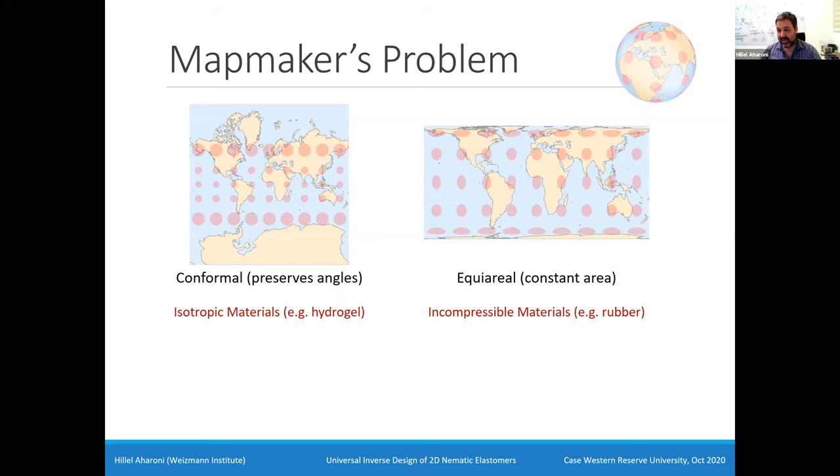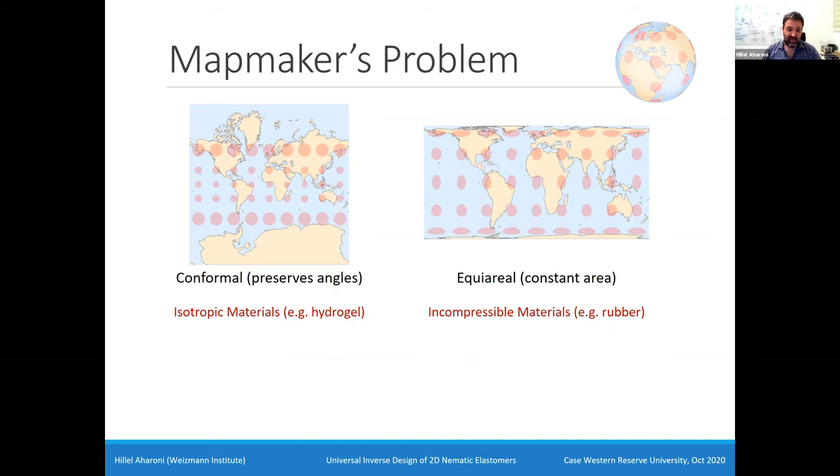Okay. Similarly, if you had a different material that can do different things, for example, it conserves volume like rubbers or elastomers, but you are able to control the eccentricity or the direction in which it deforms, then you are able to take an equiareal map and use the incompressible material to make that deform into a sphere.